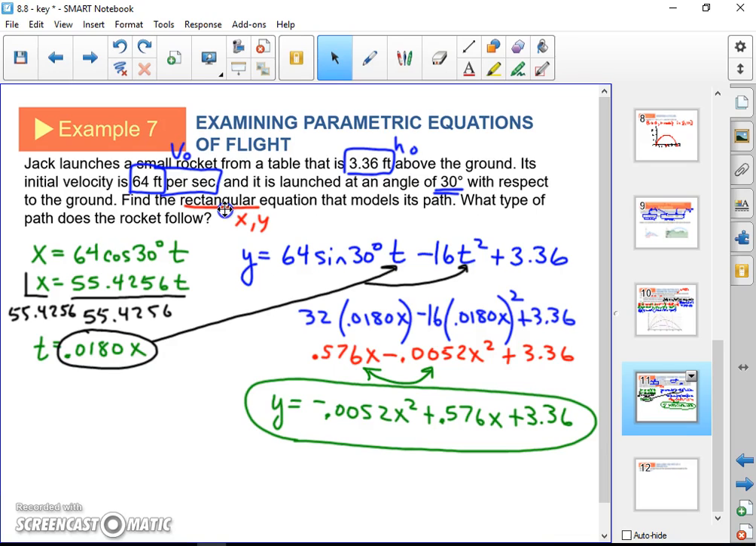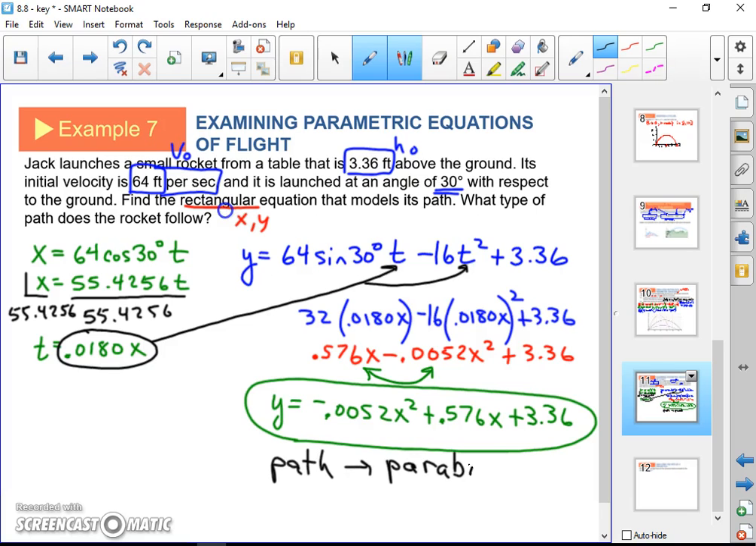As far as what path this follows, this equation looks like a parabola to me. So this path is going to be a parabolic path. It's going to look like an upside down parabola, and that makes sense. That's what we would expect a rocket to fly like.